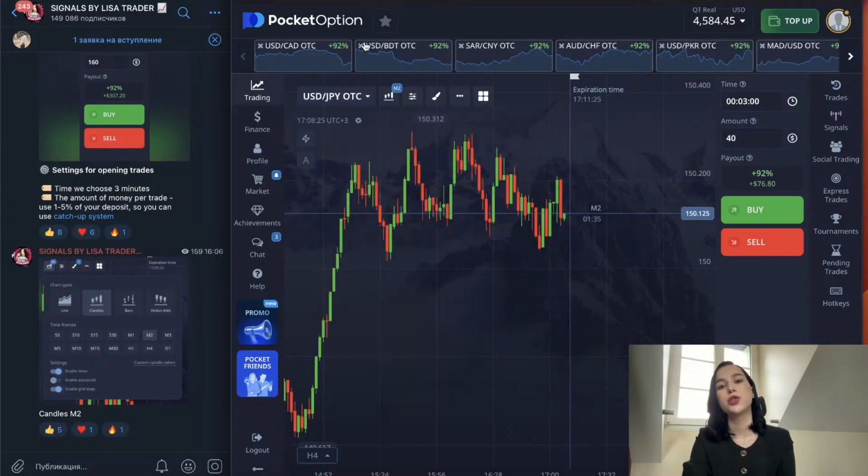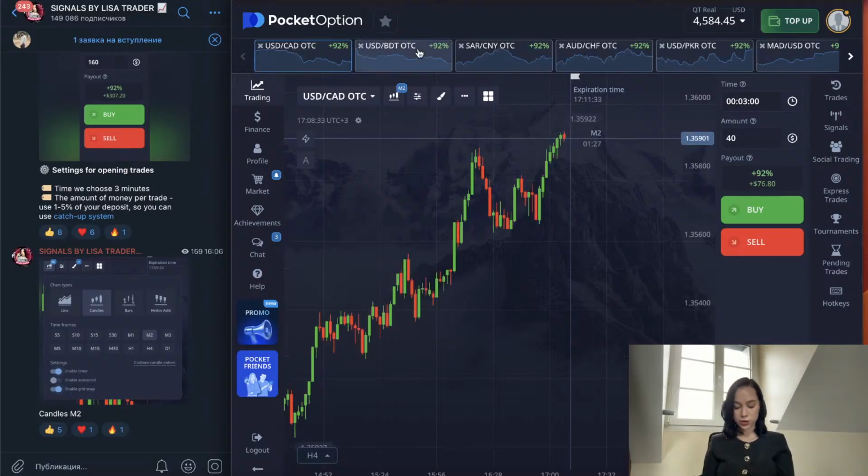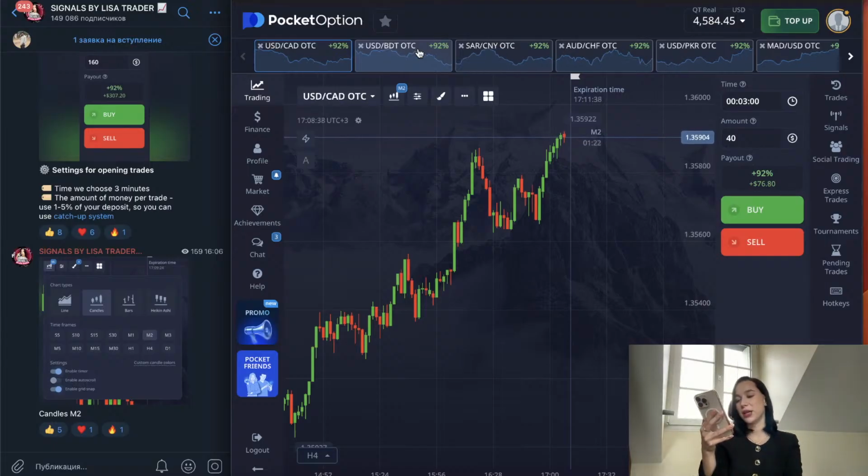Okay, so I choose here in the favorites some of the currency pairs, and I'm gonna choose from them. The delay is real, trust me. Yeah, it's real, of course. Yeah, that's what I was talking about.